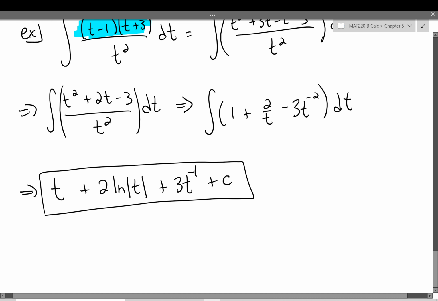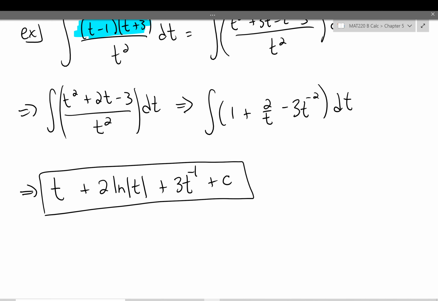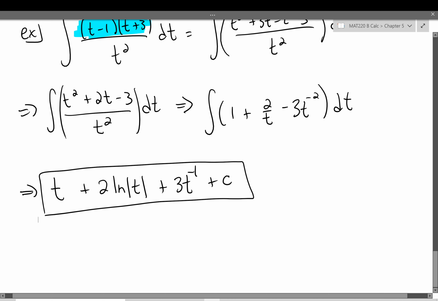All right? You got to know the rules, and just got to learn how to recognize them. How do we do that? Practice, practice, practice.